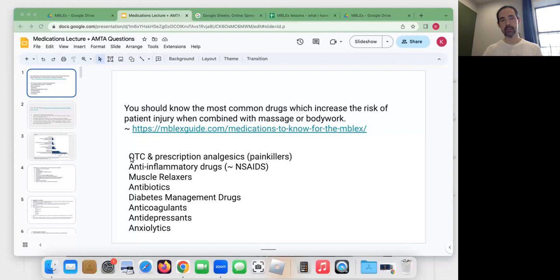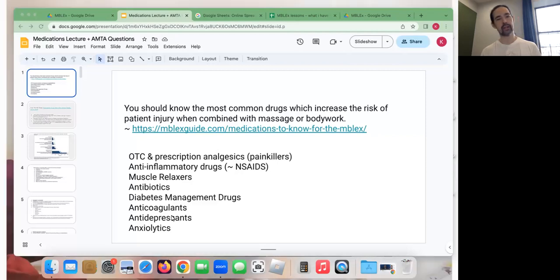So the medications that we really need to be aware of are analgesics. That makes up the largest amount of information for the MBLEx, and anti-inflammatories, or NSAIDs, non-steroidal anti-inflammatory drugs. And those two have some overlap. Some types of analgesics, some types of painkillers are also NSAIDs. For example, ibuprofen. And then we also have muscle relaxers, antibiotics, diabetes management drugs, anticoagulants, antidepressants, anxiolytics.